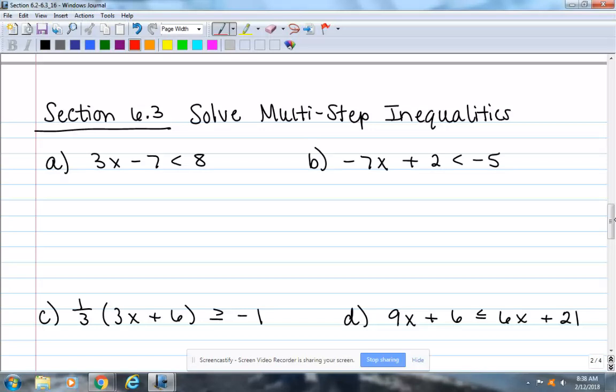Okay? So problem A. 3x minus 7 is less than 8. How do you think we're going to get the x by itself? Add 7. There's our start. So 3x will be less than what? 15. And then how do we solve for x? Divide by 3. Do I flip? No. So x is less than what? 5. Any questions about that one?